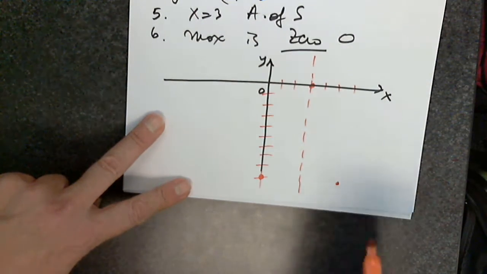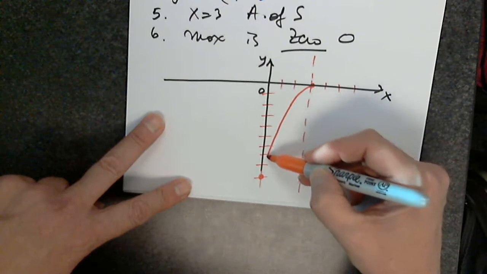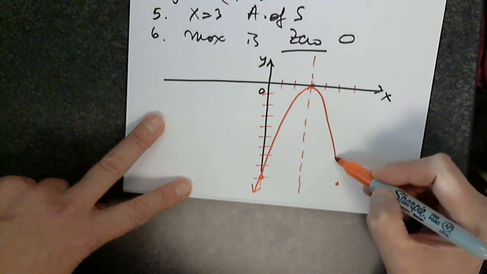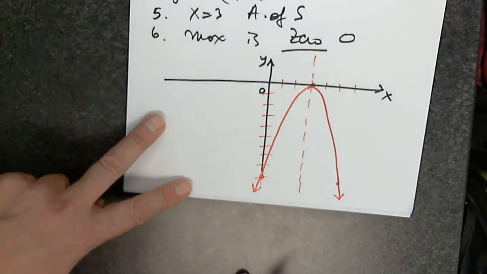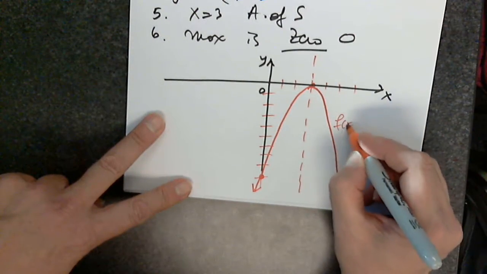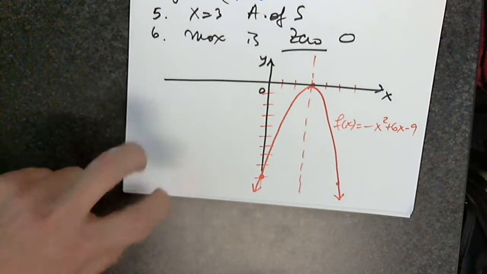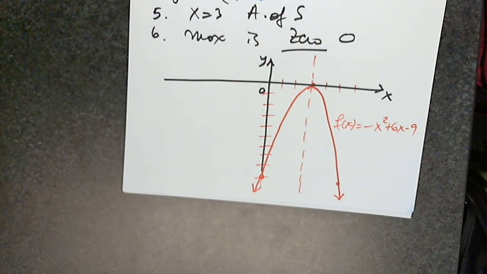Make it as symmetric as possible and not too sharp or too acute at the vertex. So this is f of x, which is -x squared plus 6x minus 9. And we can easily see the range. Any questions?